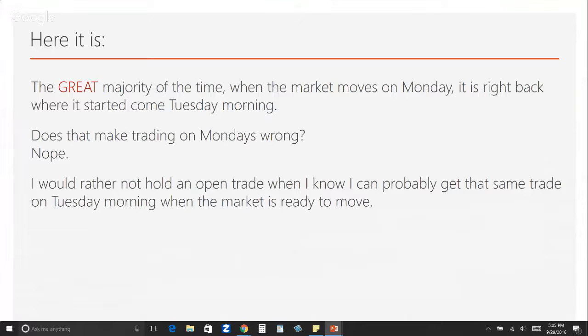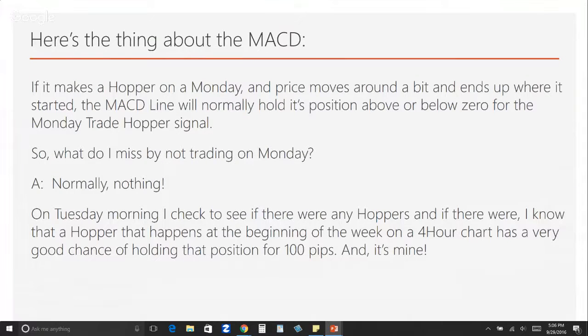No, of course not. But I personally would rather not hold on to an open trade when I know I can probably get that same trade on Tuesday morning when the market might be a little bit more ready to move. So here's the thing about the MACD. If it makes a hopper on a Monday and price moves around a bit and ends up right back where it started, chances are the MACD line will normally hold its position either above or below zero for that hopper, all the while price is jumping all over the place.